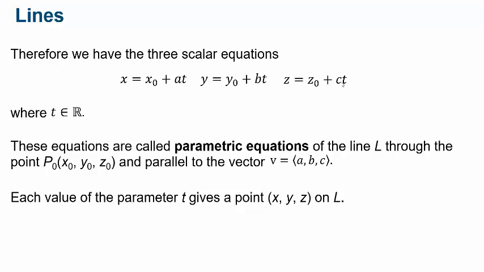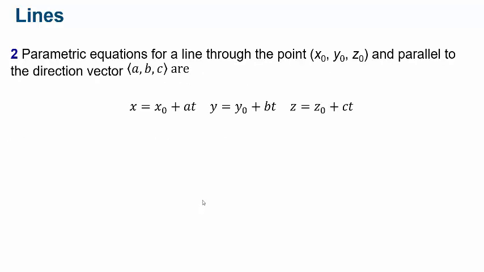These equations are called the parametric equations of the line L through the point p0, so this is the initial point, and parallel to this vector, a, b, c. So basically what I'm saying here is if you know an initial point and a parallel vector, these are the parametric equations for the line. Each value of the parameter t will end up giving you a point on the line.